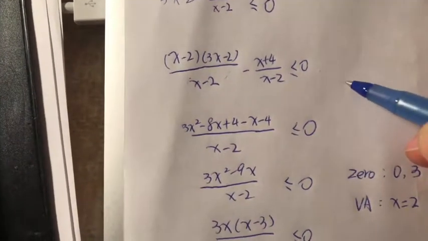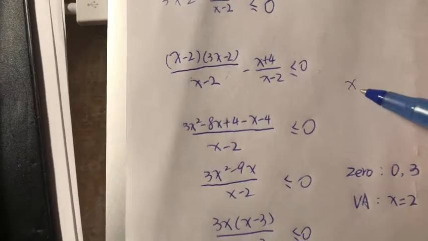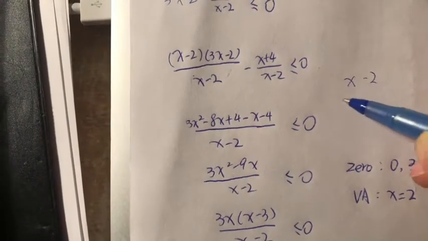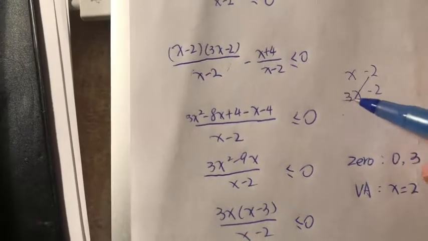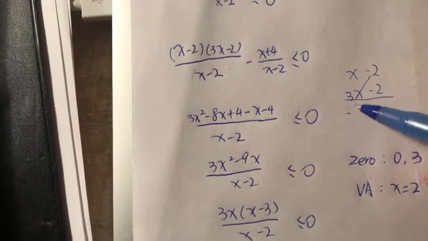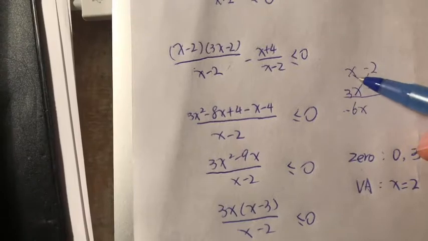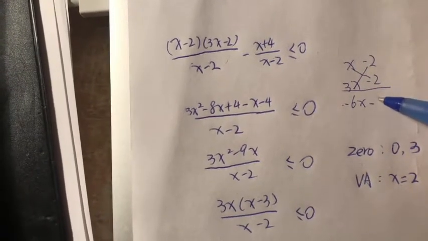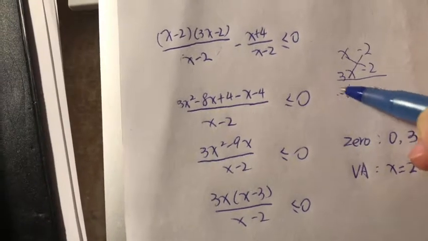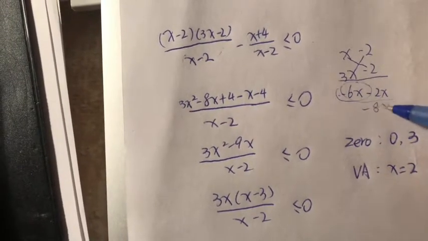So let me teach you how to do the cross. You write this one down. Okay, and this is negative 6x, and this is going to be negative 2x, and you add them together. Okay, it's going to be negative 8x.